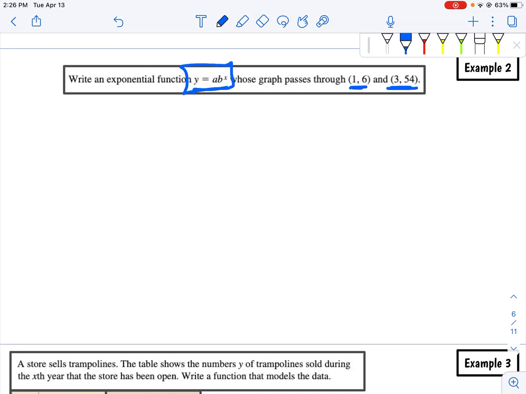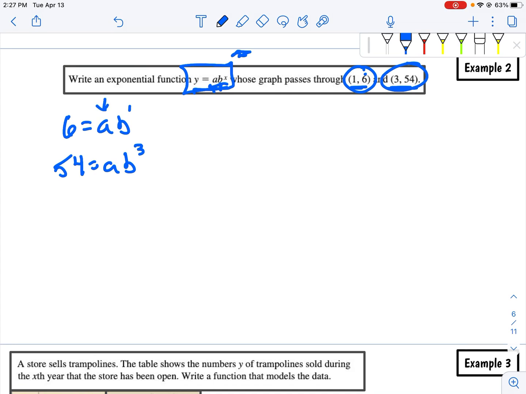The way that we try to write an equation is, again, we know it has to be in this form. We know we need to find numbers for a and for b. So here's what we would look to do. If we take this first point, we can plug x and y into our equation. And we can also do that with the second point. Now, we have a problem. We can't just plug one into the other yet. We need to find one of these variables.